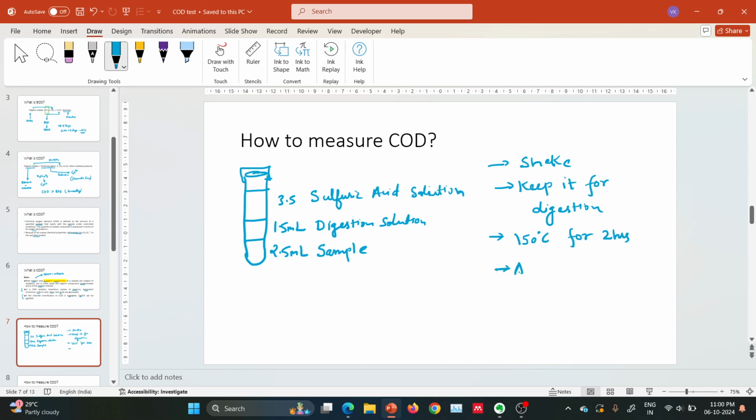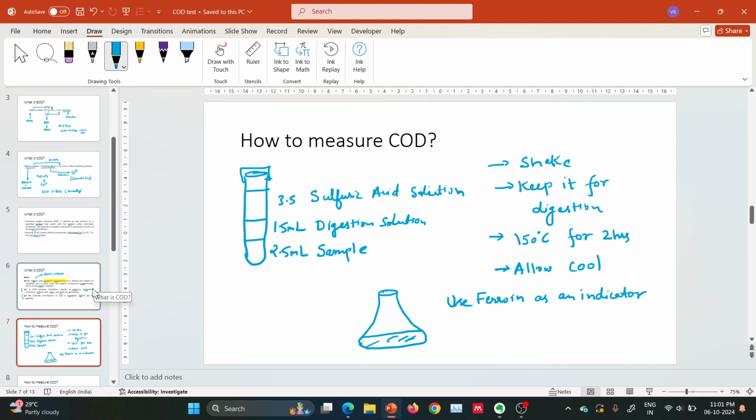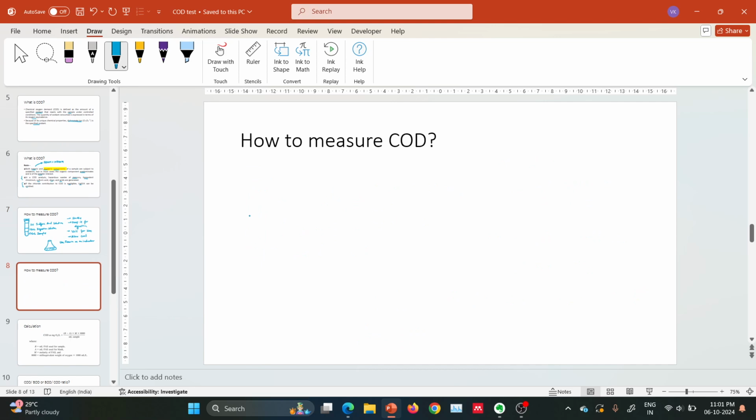and then allow it to cool and then transfer the content into the conical flask and use ferroin as an indicator. Then we will titrate it with FAS.